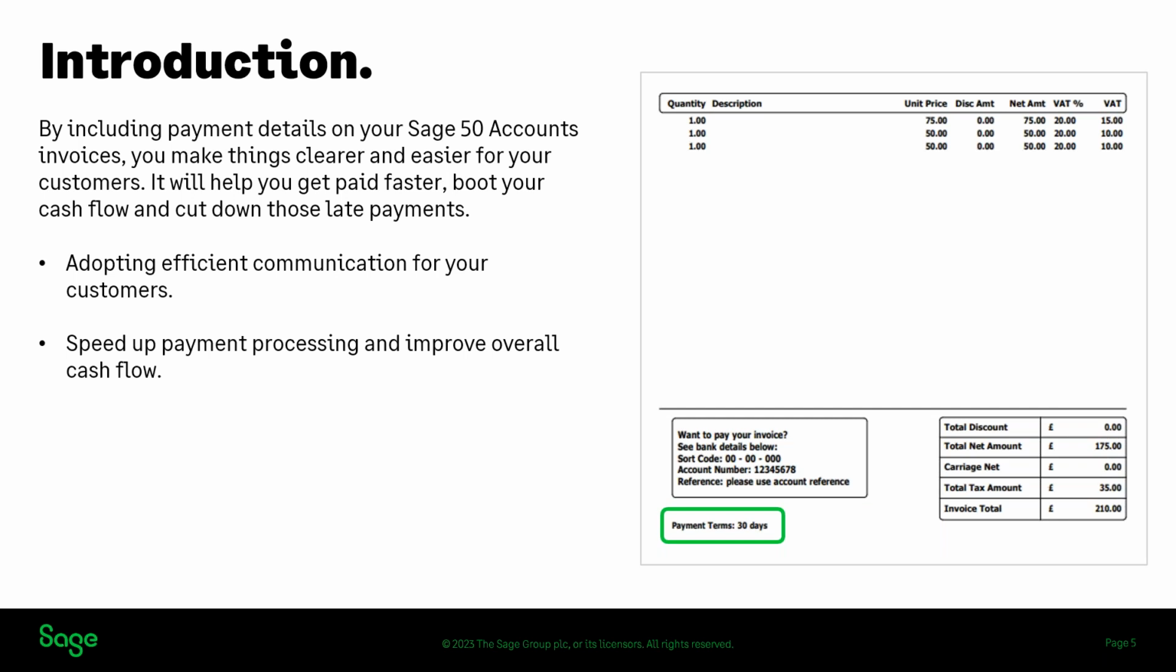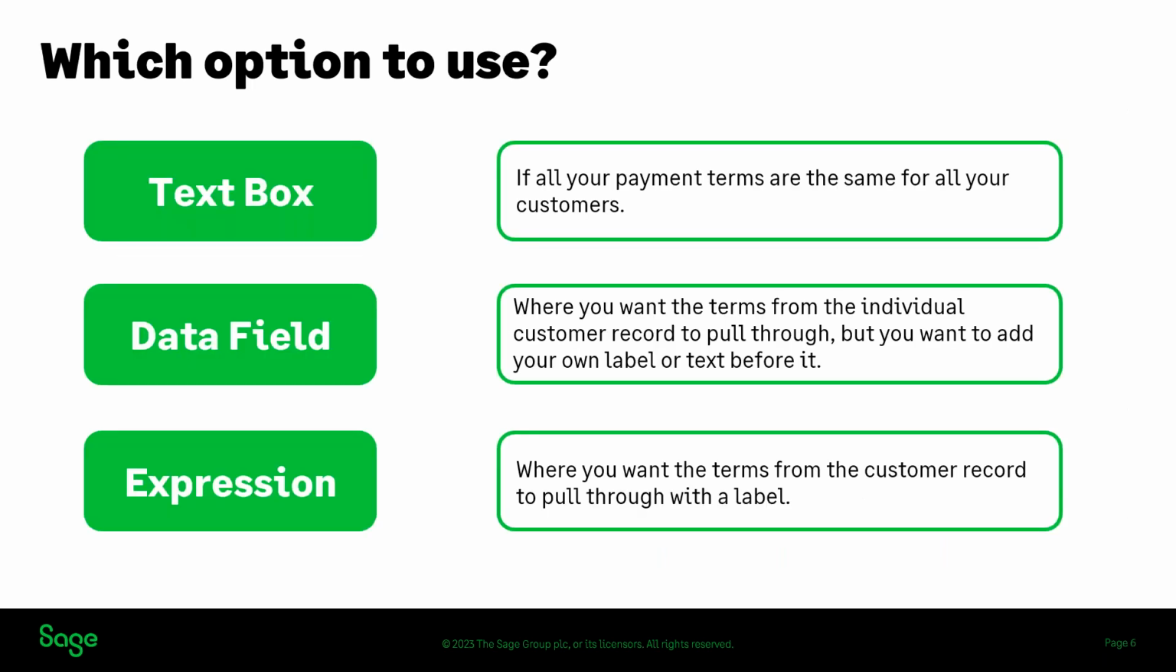Before I move on to any demonstration, I just want to explain a little bit more in terms of the three options that I'm going to cover. You're probably wondering which one is going to be best for me, which one am I going to use? If you're going to be using a text box, this is mainly if basically all your payment terms are the same for all your customers. So if it's a blanket payment term for all your customers, then you can just use a text box.